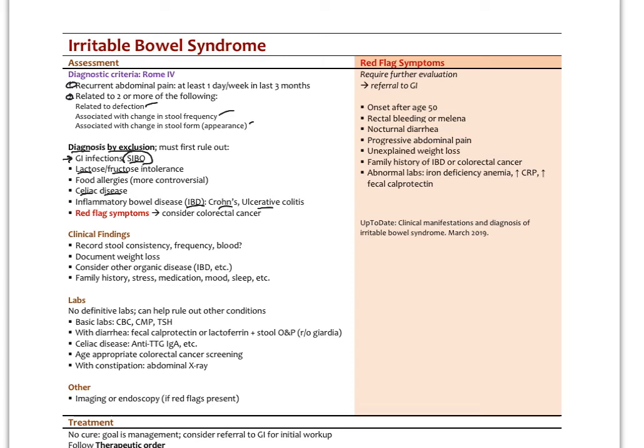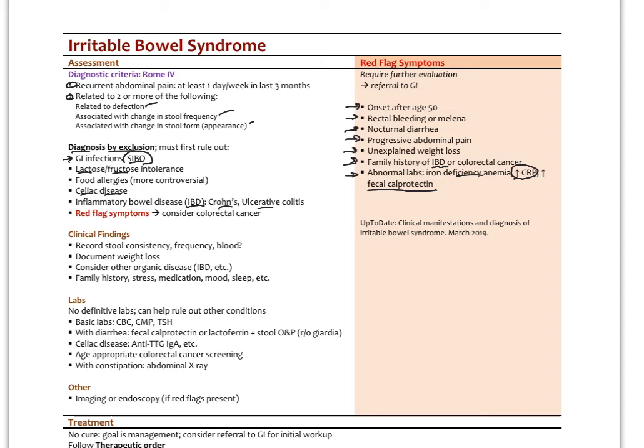And then we're going to consider our red flags, and that would be onset after 50, rectal bleeding or melena, nocturnal diarrhea, progressive abdominal pain, unexplained weight loss, family history of IBD or colorectal cancer, and then having abnormal labs showing anemia, increased inflammation, that's CRP, and something called fecal calprotectin. If we see that in a stool sample, that is going to be more indicative of IBD and not IBS, and that needs a deeper level of care than IBS.